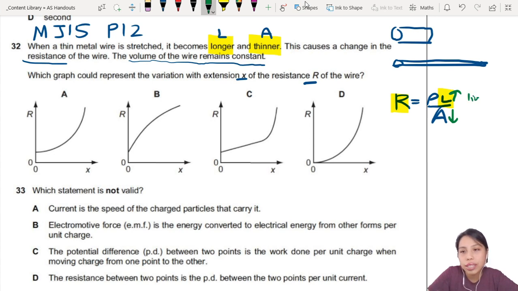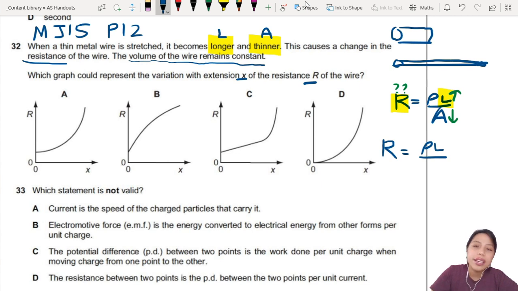Well, this one is linear. This one is not linear. Anyway, the problem is we have too many things changing. So we cannot just say a relationship of R with L, R with A, because both are changing. So what we could do though is substitute out some values. What do I mean by that? A is changing, and this key, volume is constant.